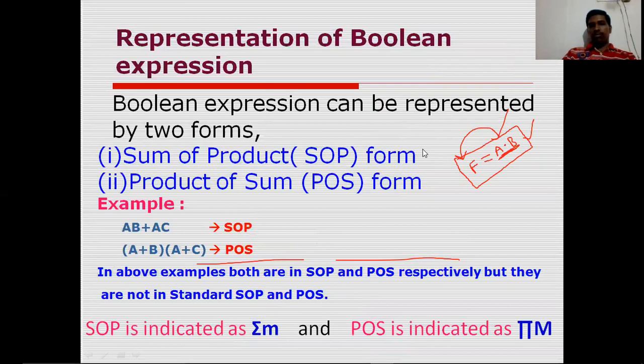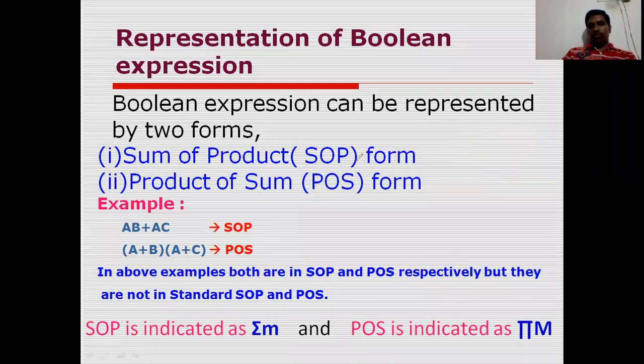What are the two different ways? The first one is SOP form and the second one is POS form. Okay, SOP form and POS form. What is SOP form? SOP is nothing but sum of product terms. What is POS form? Product of sum terms. See here, sum of product terms, and second one, product of sum terms.